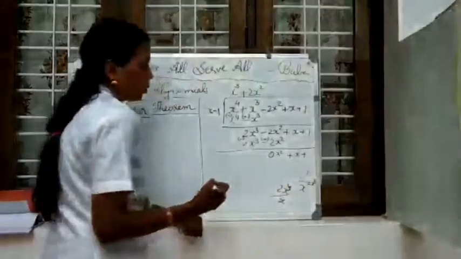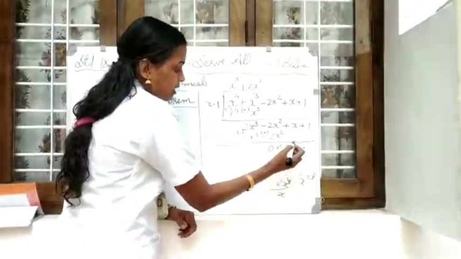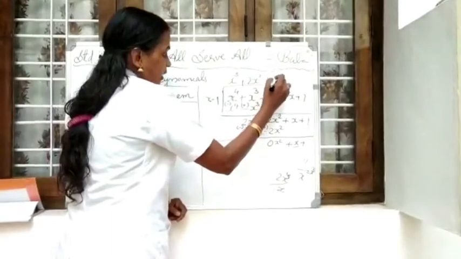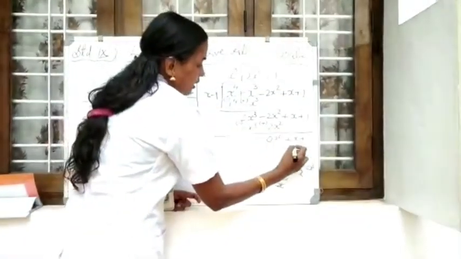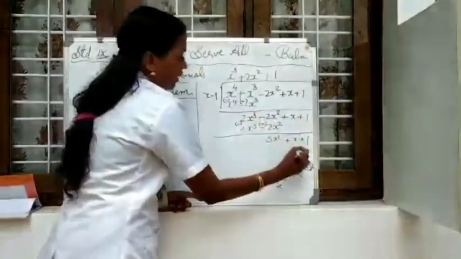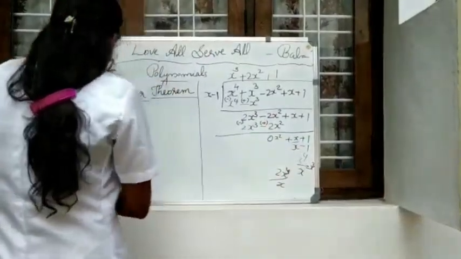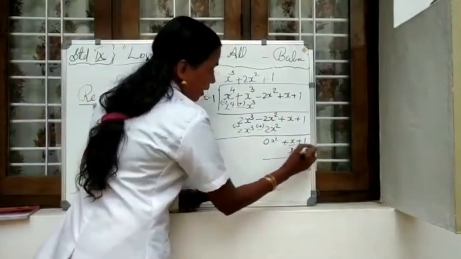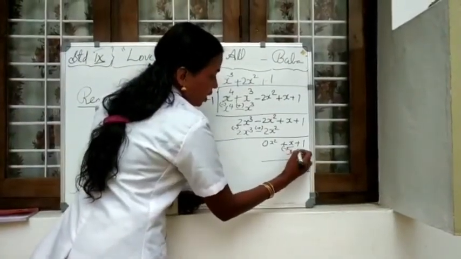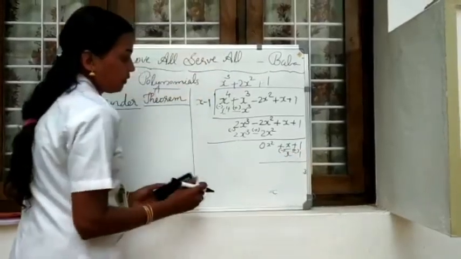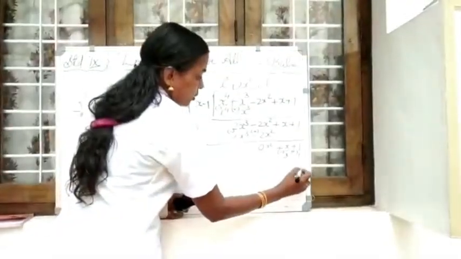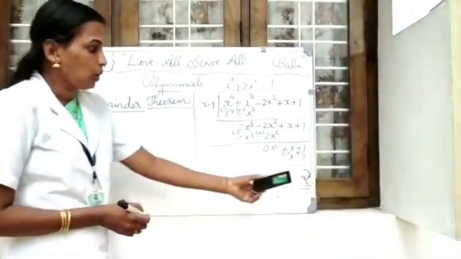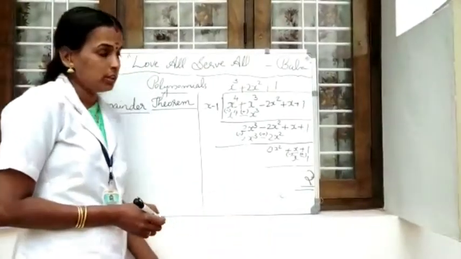This term becomes 0. Then here extreme left one is x. So x by x is 1. 1 into x, x. 1 into minus 1, minus 1. So x plus 1 minus x minus 1. So you have to change the sign. So we will get 1 plus 1 which is equal to 2. Now our division is over and you got the remainder as 2.